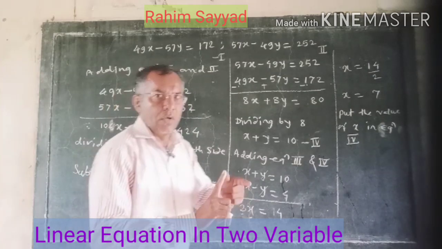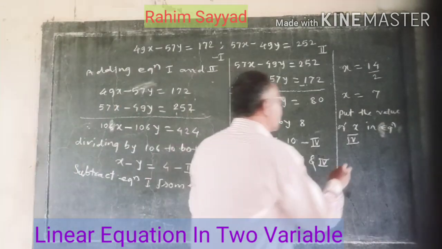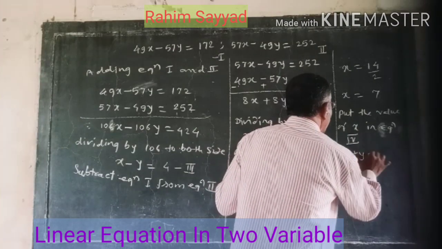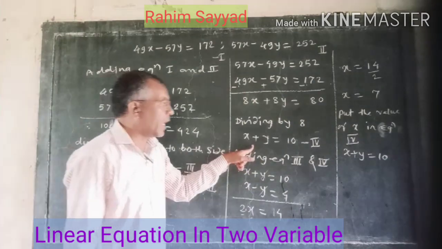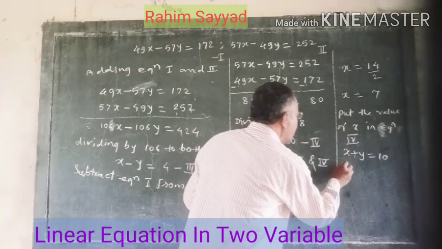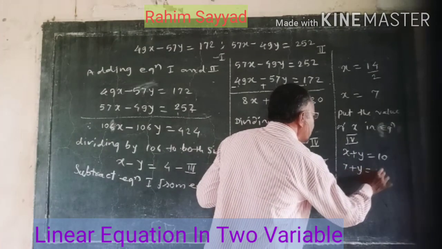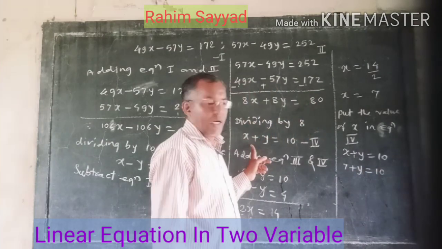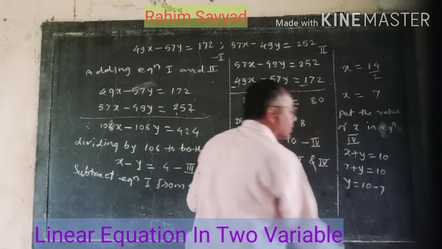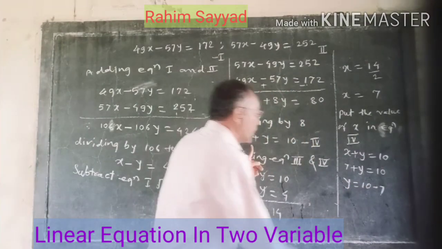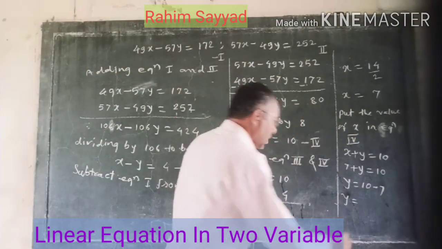Now see here. What is equation number 4? Equation number 4 is x plus y is equal to 10, and the value of x is 7. Therefore, I will write here 7 plus y is equal to 10, and y is equal to 10 minus 7. Therefore, y is equal to 10 minus 7, which is 3, correct?